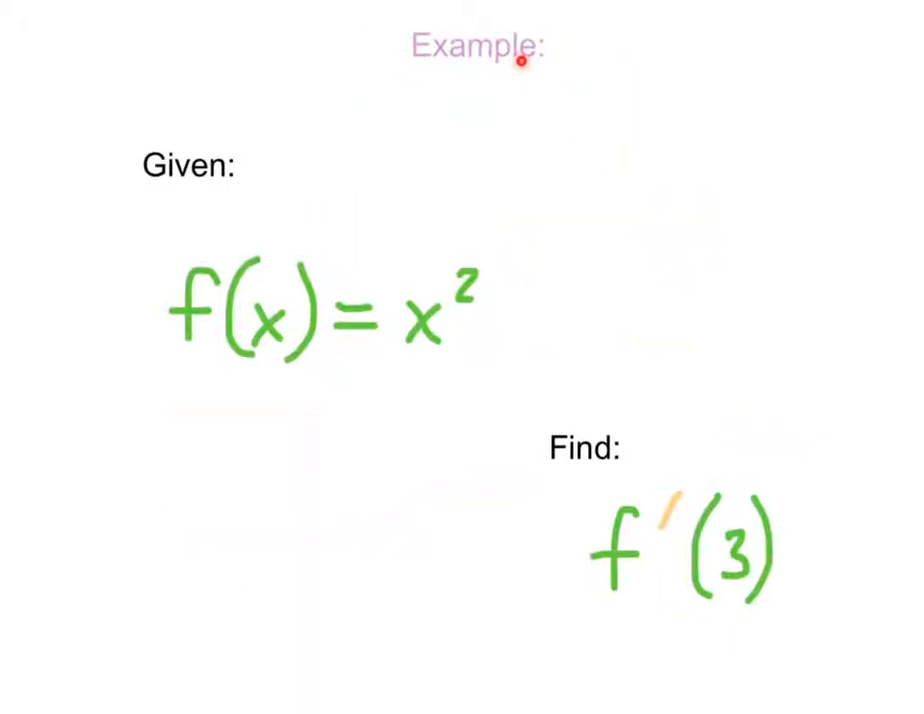Okay, in this example right here, they give you the function f of x. f of x is equal to x squared. And they want you to find f prime of 3. And notice that little apostrophe again. It's kind of hard to see, but that signals that you're looking for the instantaneous rate of change when x equals 3.